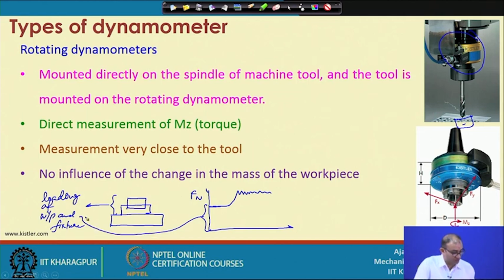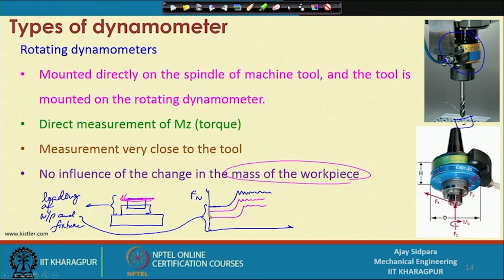Now you are doing machining with a different depth of cut, with 2 or 3 passes. One pass is done, second pass is done, third pass is done. This particular graph will always try to change and then it will come here. So, whatever the mass of the workpiece, you always get a different offset after each and every pass.